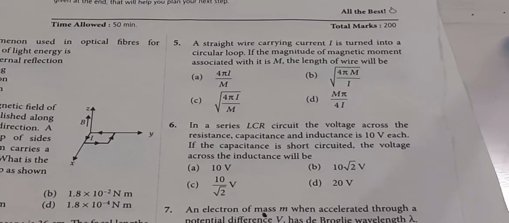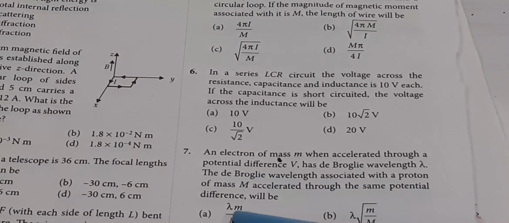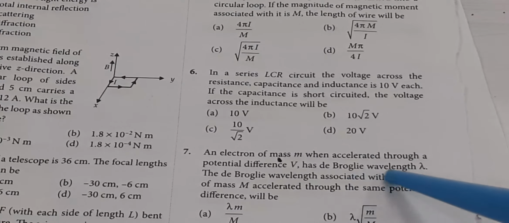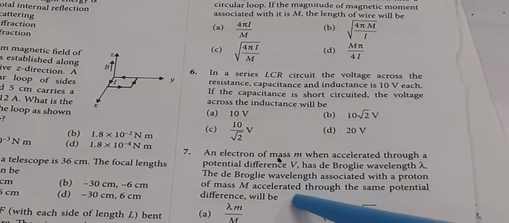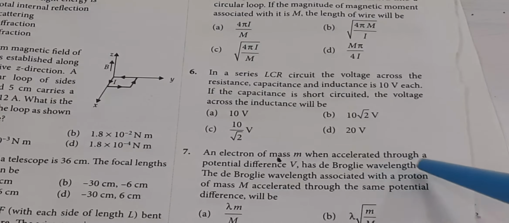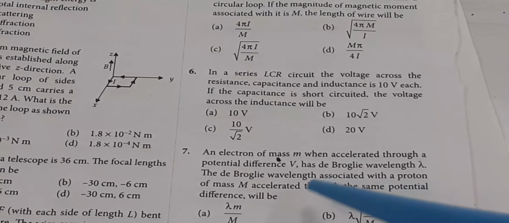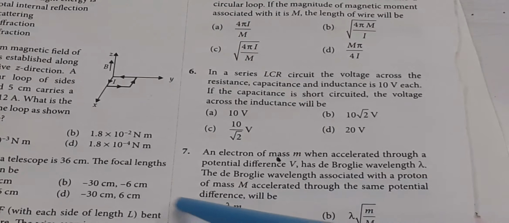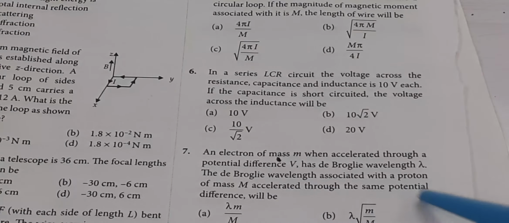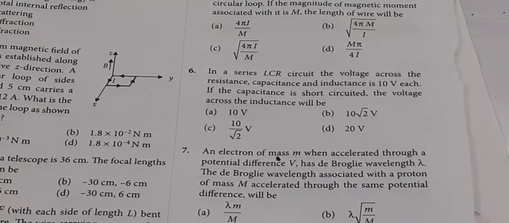Now next job. An electron of mass small m, when accelerated through a potential difference V, has de Broglie wavelength lambda. The de Broglie wavelength associated with a proton of mass capital M, accelerated through the same potential difference, will be? We have to find out the wavelength for the proton when it follows de Broglie's wavelength.